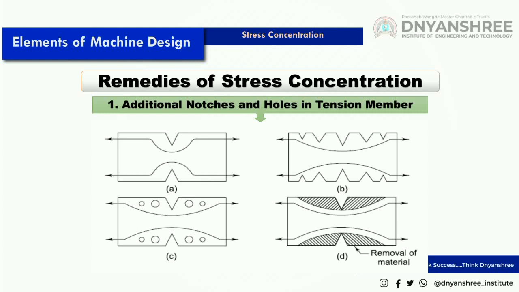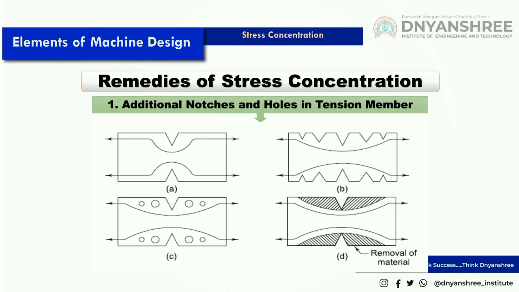In diagram C, additional holes are provided so that stress concentration is reduced. In diagram D, material is removed. That is unwanted material, so I will remove that material so that stress concentration is decreased.